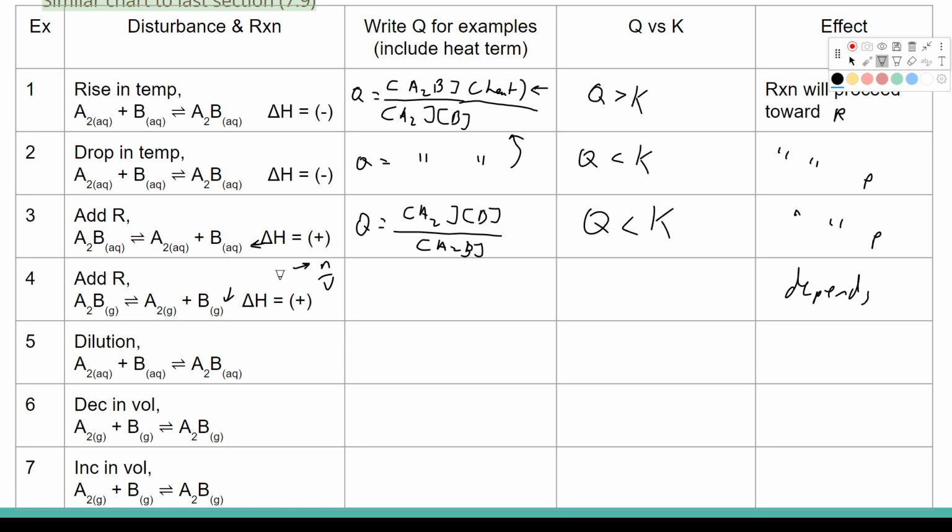Okay. Number 5. So dilution. Remember, dilution means adding water into the situation. Because these are all aqueous, they're all dissolved in water. I'm going to go ahead and write the Q for this.